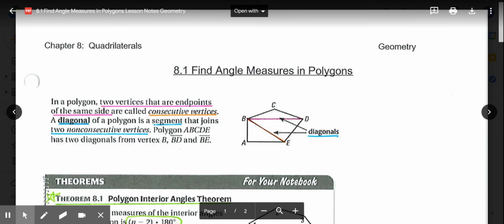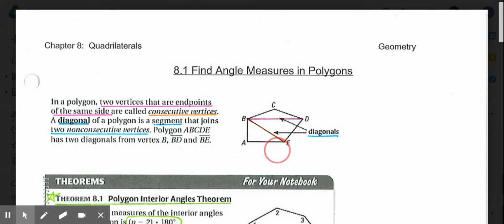A diagonal of any polygon is a segment that joins two non-consecutive vertices. So in our polygon over here, A, B, C, D, E, our diagonals could be segment BE if we draw that in, or segment BD. So they are segments that connect non-consecutive vertices. If we were using B as our starting point, BE and BD. Another option could be if we use C, CA and CE. So those are examples of diagonals.